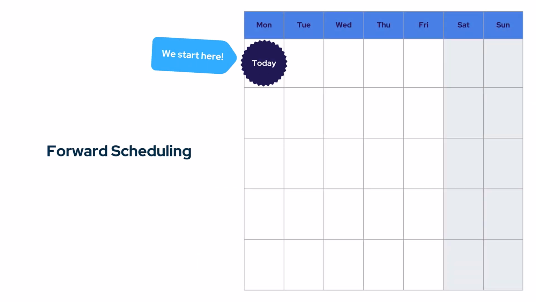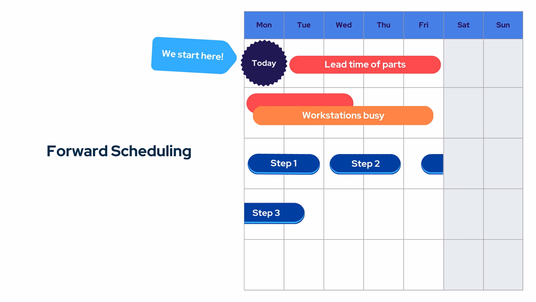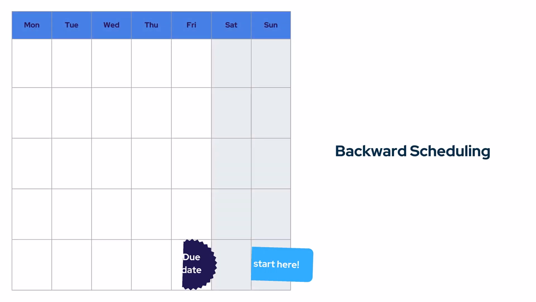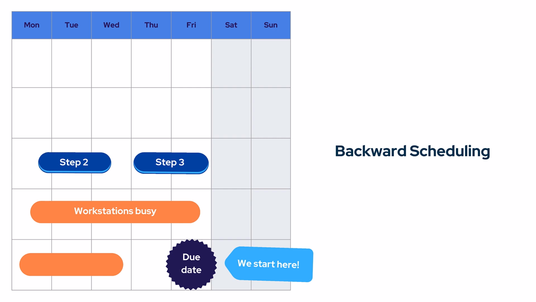By default, MRPeasy uses forward scheduling to assign operations to the earliest available time slots when materials and workstations are available. Backward scheduling, which you can use starting from the Enterprise Edition, allows setting a due date and scheduling operations in reverse order to finish as late as possible before the due date, considering only workstation availability.